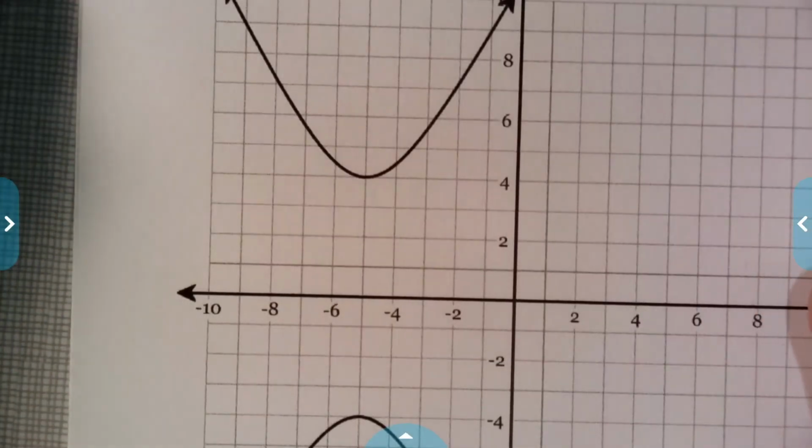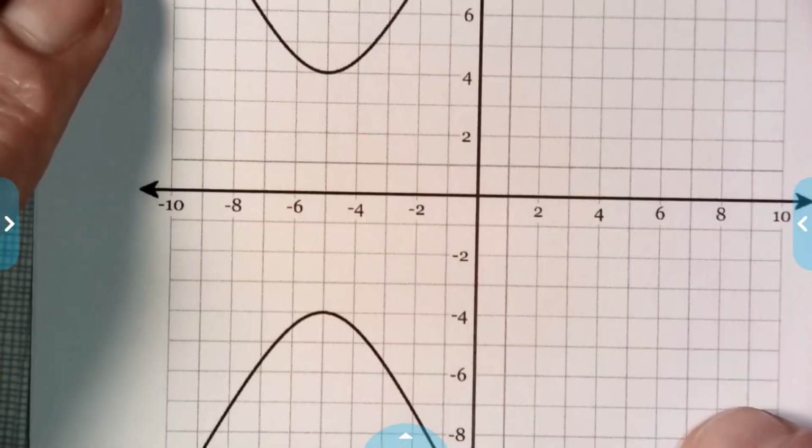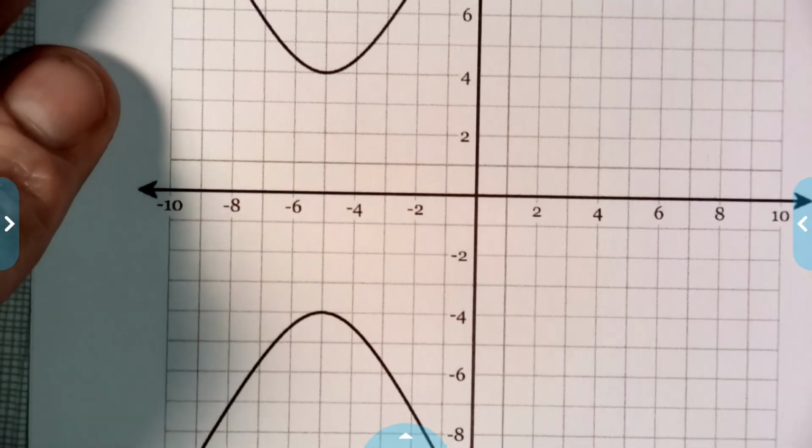Remember, if the x's repeat, it's not a function. So if you're given a table of values and the x's repeat, it's not a function.